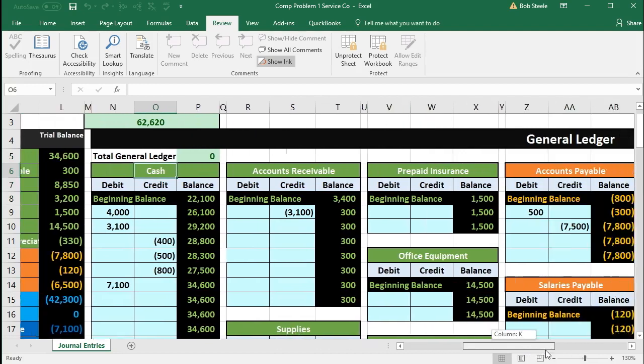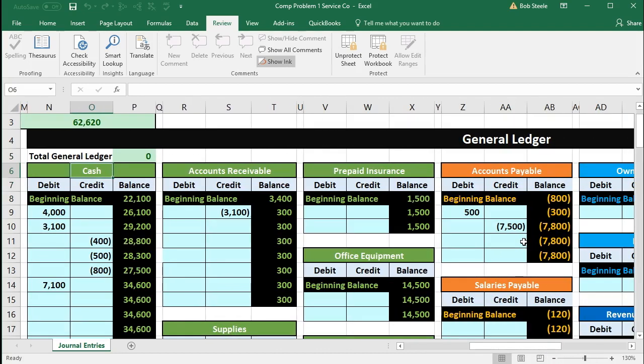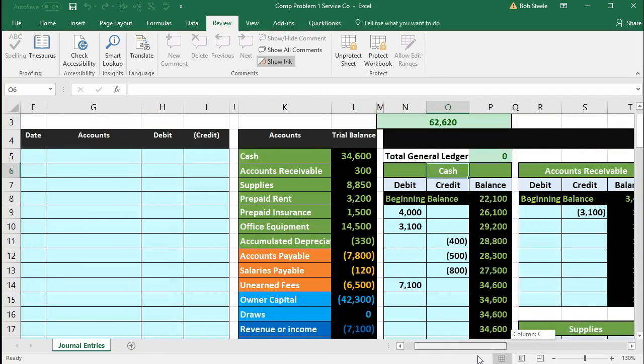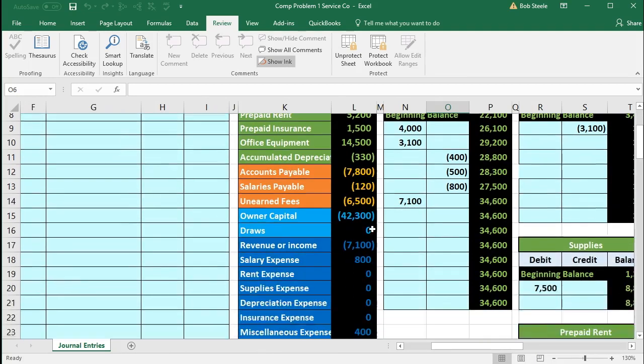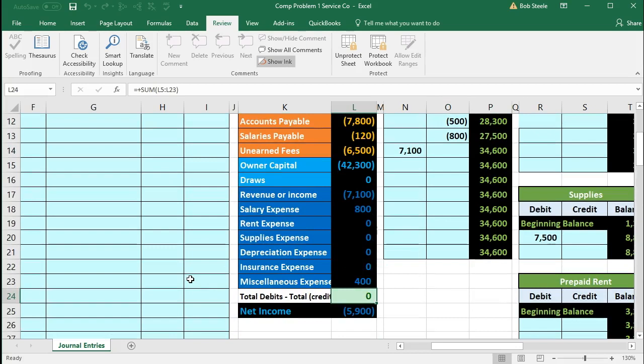Note that the general ledger accounts do have information in them already because we have started this problem and worked half of it already. And then we're going to use that. That will be used then to automatically create the trial balance so that we can then see if we are in balance as we go.